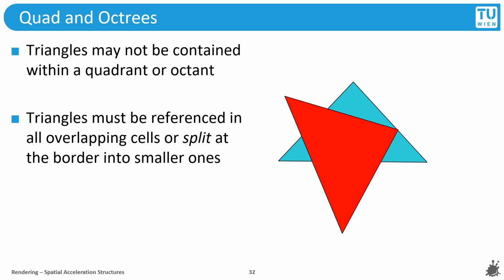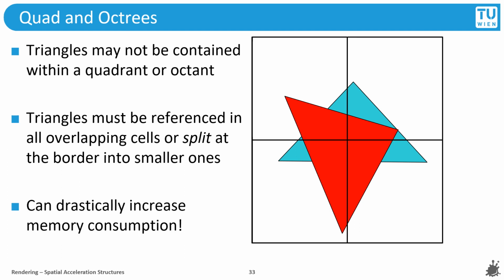A triangle may overlap with multiple quadrants, and that means in order to come to a final result and to finish generation of the quadtree or octree, we actually must either split the triangle into smaller ones or reference it multiple times. In fact, reference it in every quadrant or octant that it overlaps with. And the splitting of larger triangles into multiple smaller ones, or even the multiple references to the same triangle held by individual quadrants or octants, of course, increases the memory consumption and makes the size of the data structure larger relative to the original number of triangles that were input.